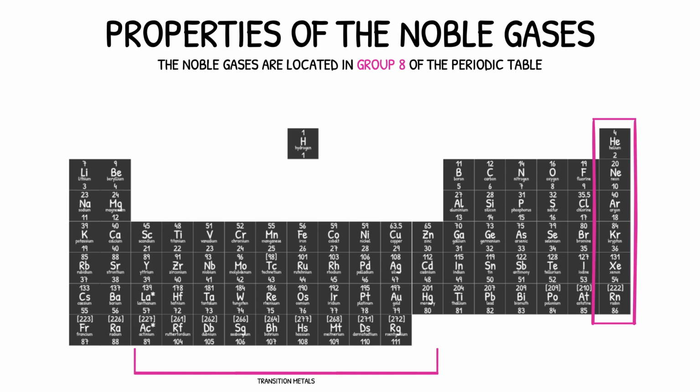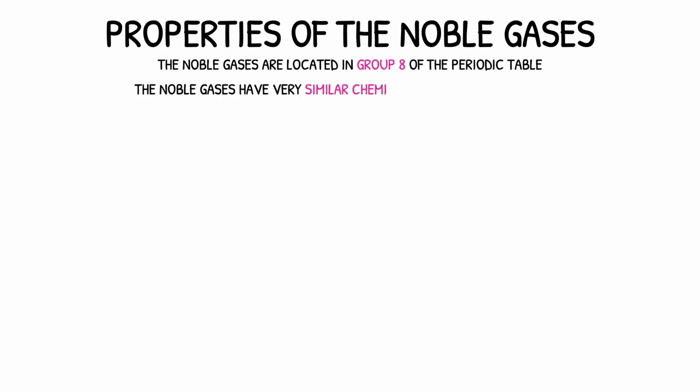Being a group 8 element means that all of the noble gases, excluding helium, have 8 electrons on their outermost electron shell. As a result of having the same number of electrons on their outermost shell, the noble gases have very similar chemical and physical properties.